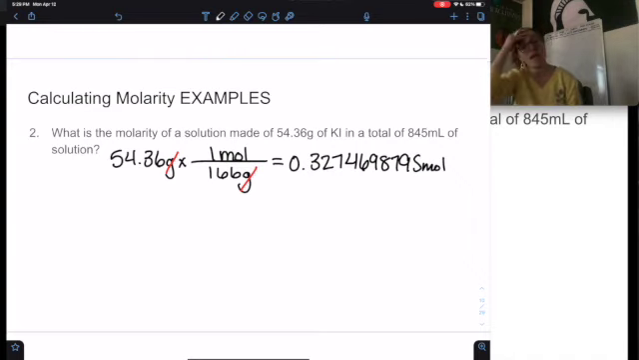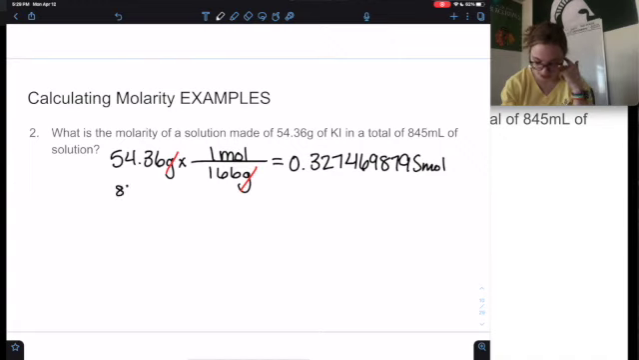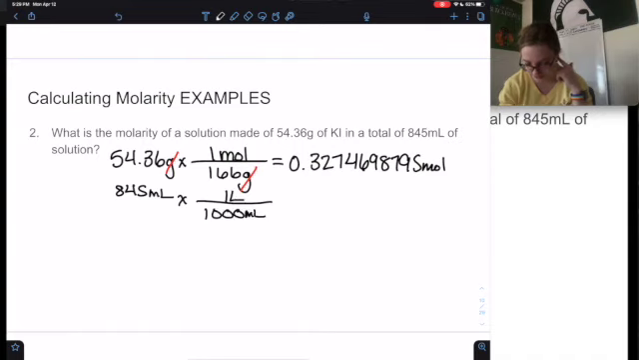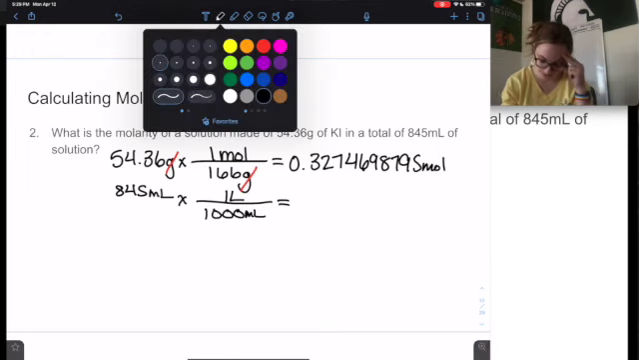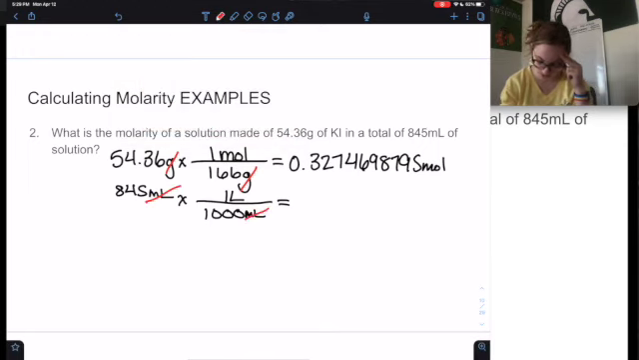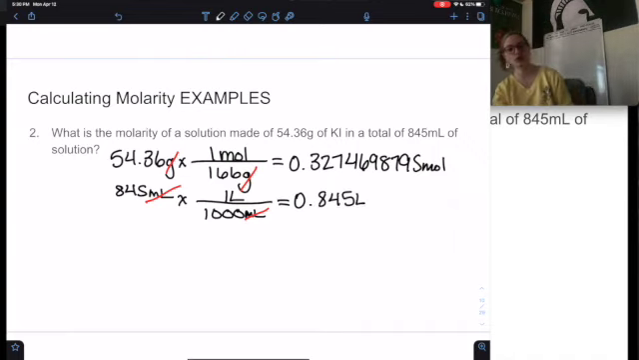So that being said, I also need to convert milliliters to liters. So I'm going to go ahead and do that as well. So we have 845 milliliters. There are 1,000 milliliters for every 1 liter. So milliliters on bottom, milliliters on top so that they cancel out. I'm left with liters, and that's going to be 0.845 liters.